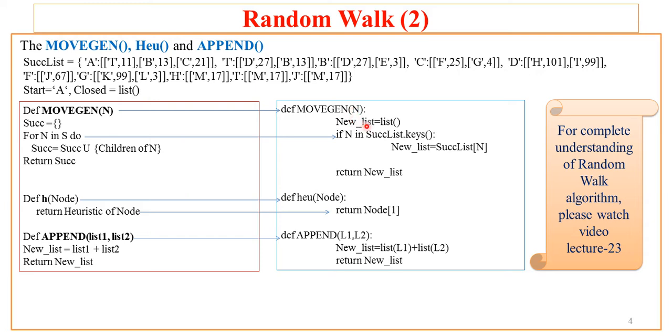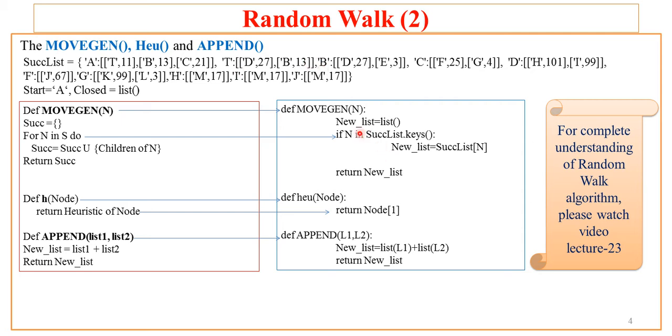It creates a temporary list using the list function. It first checks whether the given node n is in the list of keys of the SUCC list. Now in our case, the SUCC list is a dictionary having key-value pairs, so we are interested in searching for the node n in the keys. So here A is the key, and T, B, C are the values for key A. Similarly, T is the key, B is the key.